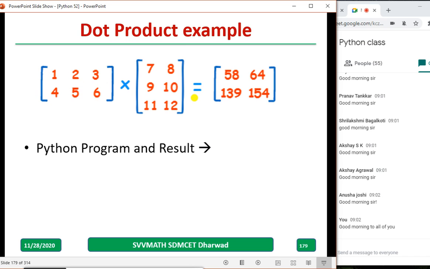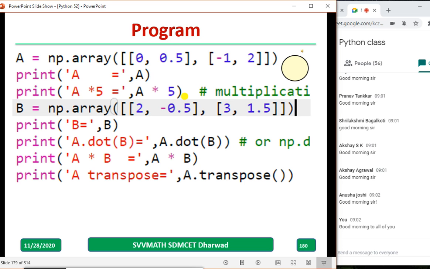So dot product, I am using Python programming. You can do a dot product also for a matrix. One sample example is shown to you. All of you know how to multiply, everybody knows. I'm just showing it as a revision.